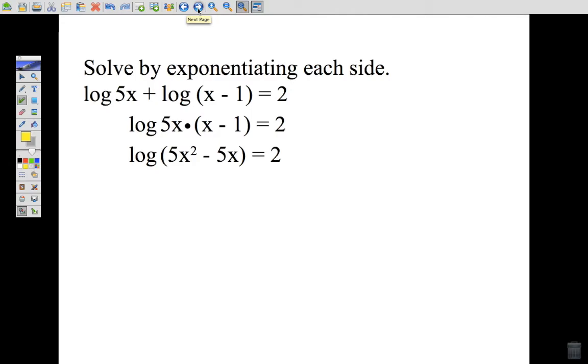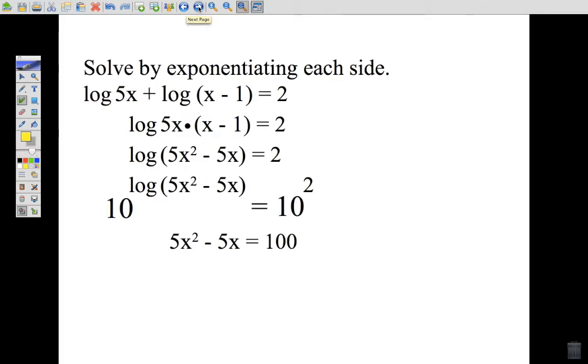Now it looks like the problem we had on the previous page. I'm going to exponentiate both sides, meaning I'm going to make the left side an exponent and the right side an exponent. What should be my base? Well, what am I taking the log of? What is my log's base? It's that invisible 10. So I'm going to exponentiate both sides, where the left side becomes 10 to the exponent log base 10 of 5x squared minus 5x is equal to 10 squared. Once again, that 10 and that common log will cancel. My left side simplifies to 5x squared minus 5x, and the right side becomes 100.